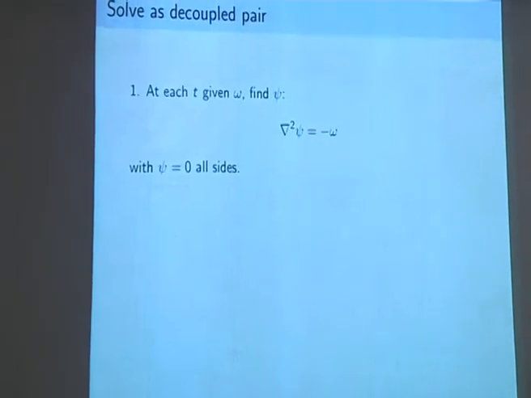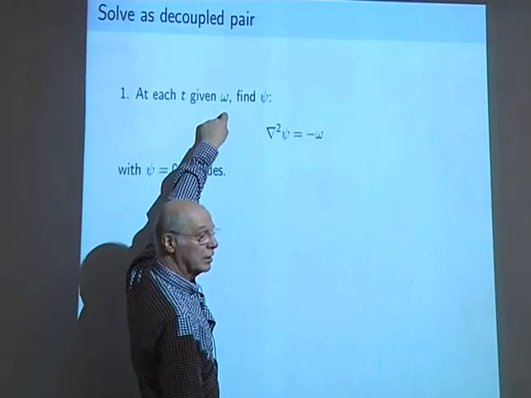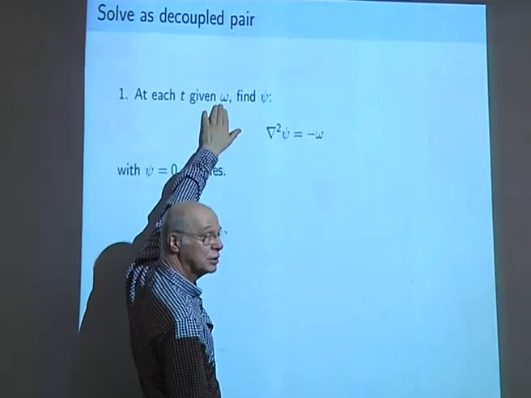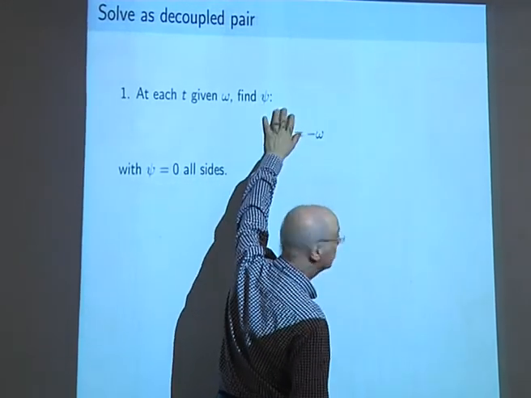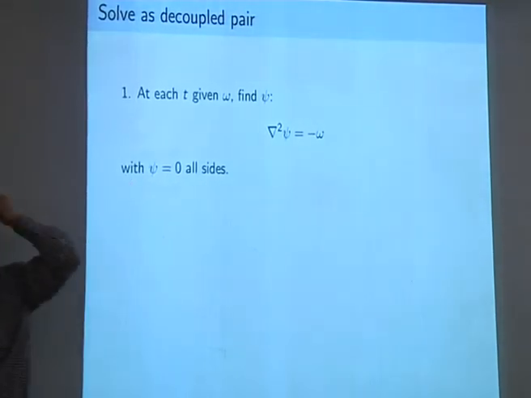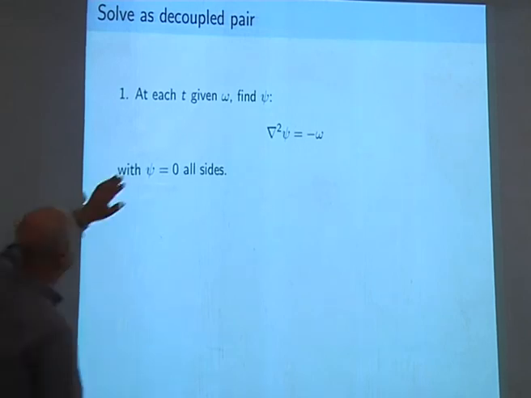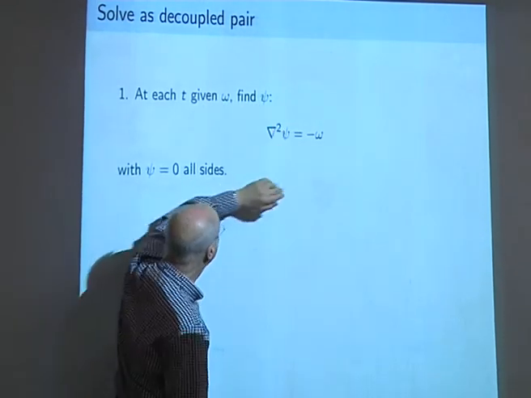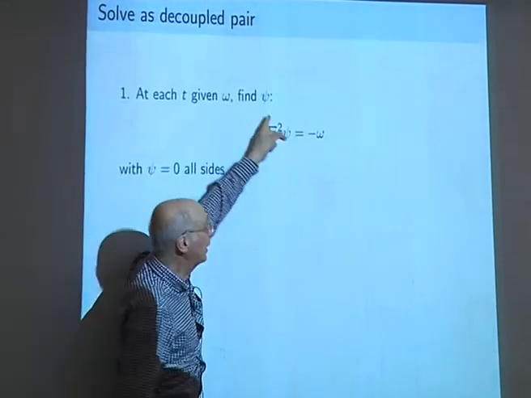So, we sort of have a decoupled pair, but it's not quite decoupled. We're going to say that at one time, I know the vorticity. I've just arrived at the new time step, I know the vorticity, so I go away and solve for the stream function by solving this Poisson problem with a boundary condition that psi equals 0 on the boundary. That's easy. Well, it's not easy, it's time consuming, but that's a nice mathematical question. So we started with the vorticity, we solved this equation, we have the stream function. So at this time, we now have vorticity and stream function.